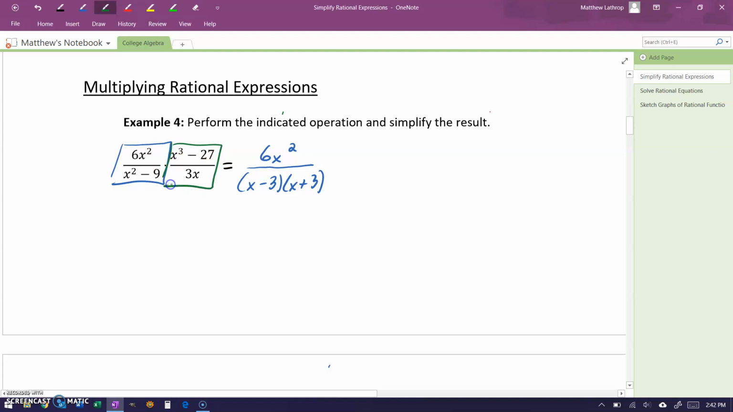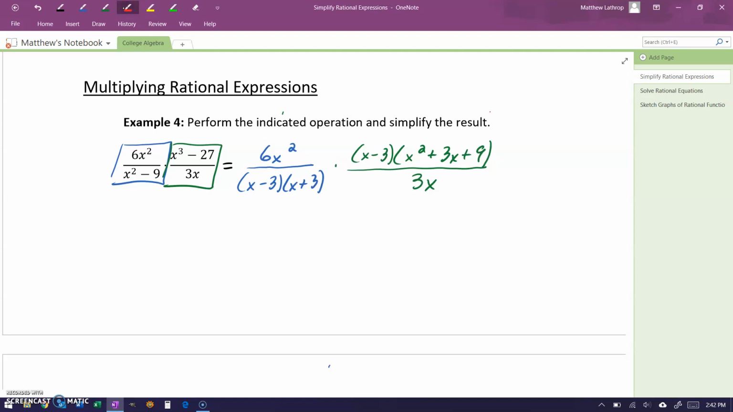We would do the same thing with the second rational expression, where the numerator would factor using difference of cubes as x minus 3 times x squared plus 3x plus 9, all over the denominator, which is 3x and already factored as far as possible.